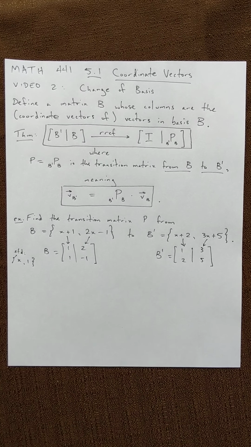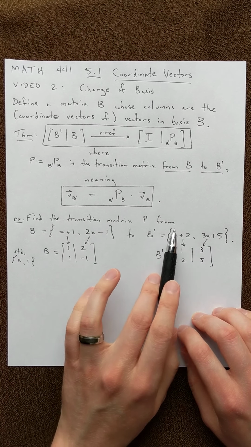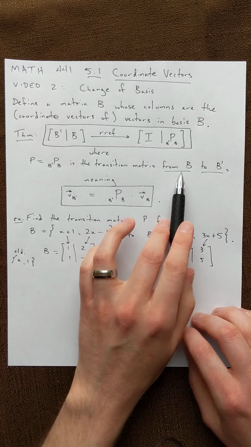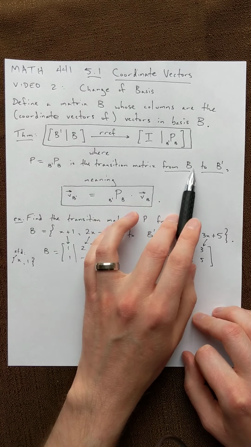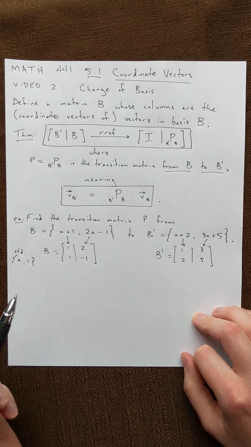Okay, so in order to find a transition matrix, I just have to put B and B prime next to each other. Let's see, I do have to be careful which one am I leaving, which one am I entering. So it says from B to B prime. The one that says from is on the right. So from B means B is on the right.